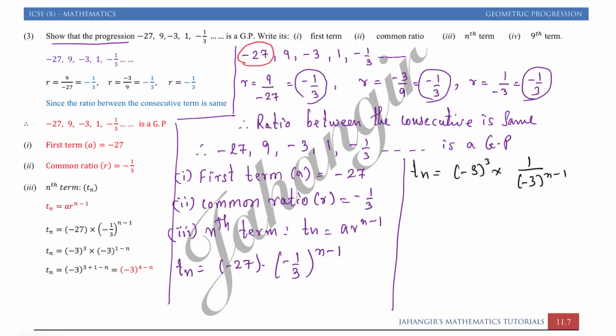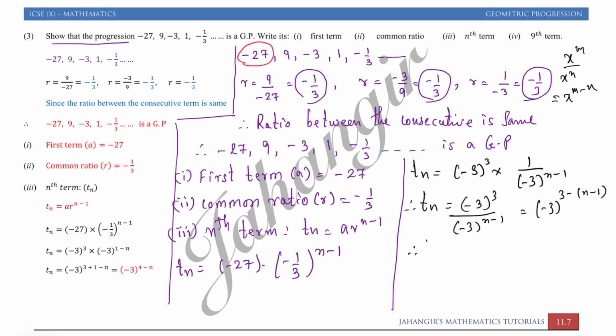Minus you can utilize in denominator. So here you can write Tn is equal to minus 3 raised to 3 upon minus 3 raised to n minus 1. So taking minus 3 common, 3 minus n minus 1, we know the rule, x raised to m upon x raised to n is equal to x raised to m minus n. So just subtract it. So therefore Tn is equal to minus 3 raised to 3 minus n plus 1. So that can be written as minus 3 raised to 4 minus n. We got nth term.